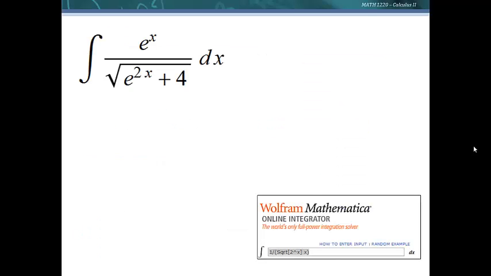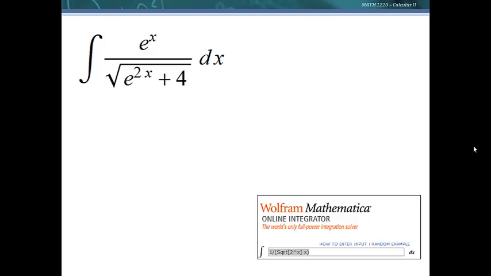Let's go back to the integral that we ended with on the integral table, this e to the x over square root of e to the 2x plus 4. This involved doing some algebra, and then we were able to use the integral table and then resubstitute. Let's see about doing this with the Wolfram Mathematica Online Integrator.